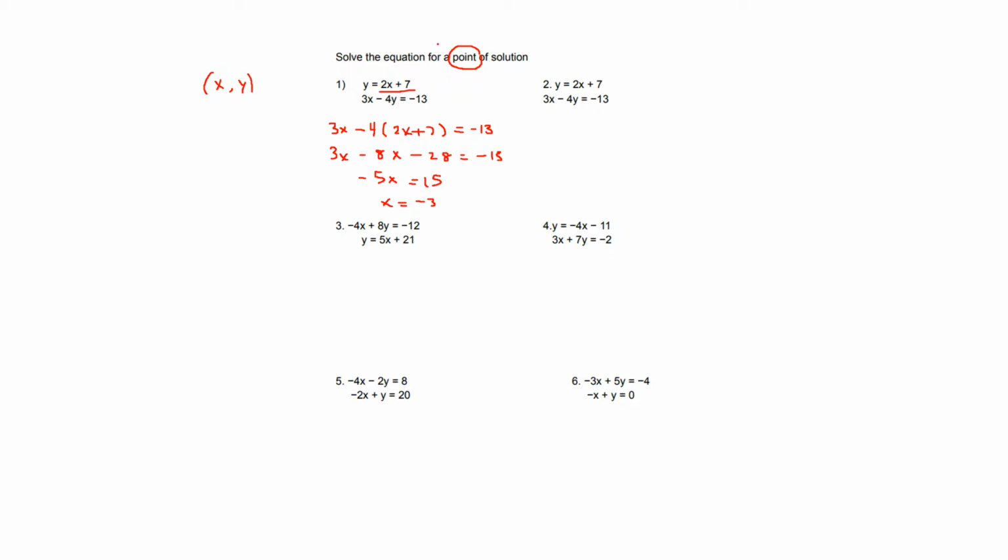But in the directions, they're asking for a point. So we have to plug this back in. So it becomes 2 times negative 3 plus 7, which makes it negative 6 plus 7. Y equals 1. So our point will be negative 3, comma 1. Number 2, it's the exact same thing. Oh, this is the same question.